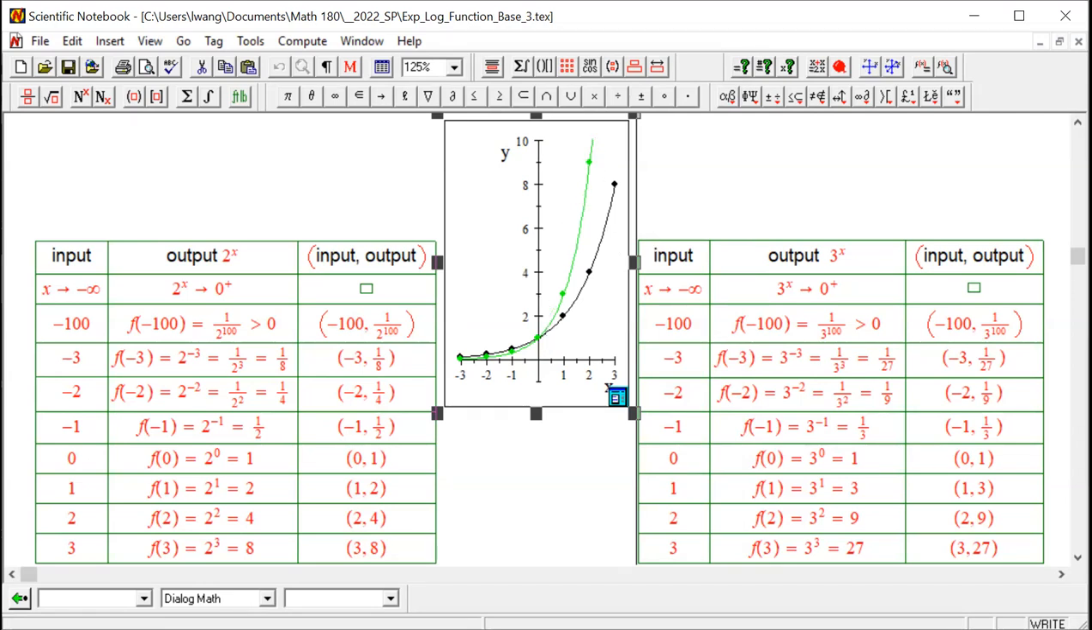Okay. So you may like to mark that this is 2 to the power x, right? This is 2 to the power x. And this other one, which is green, is 3 to the power x. Okay, you should also mark the points accordingly.